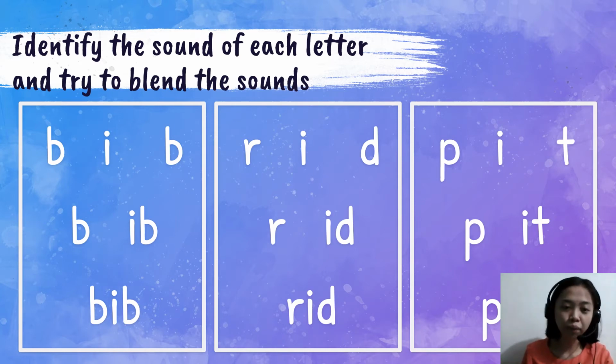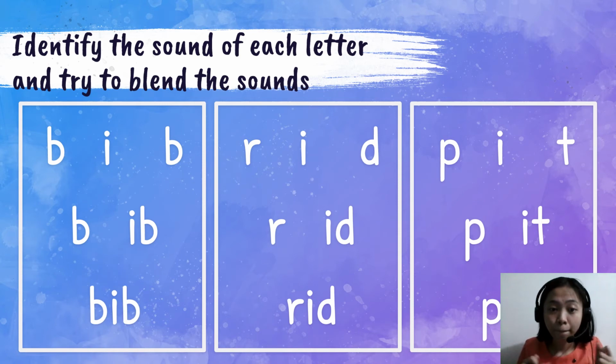Now B and ib will become the thing that is used for baby: babe. Very good. How about the second box? What are the letters? R, I, and D. What's the sound of R? R. How about the I? I. And how about the D? D. Now put together the I and D, it will become id. Say id. R and id will become read.